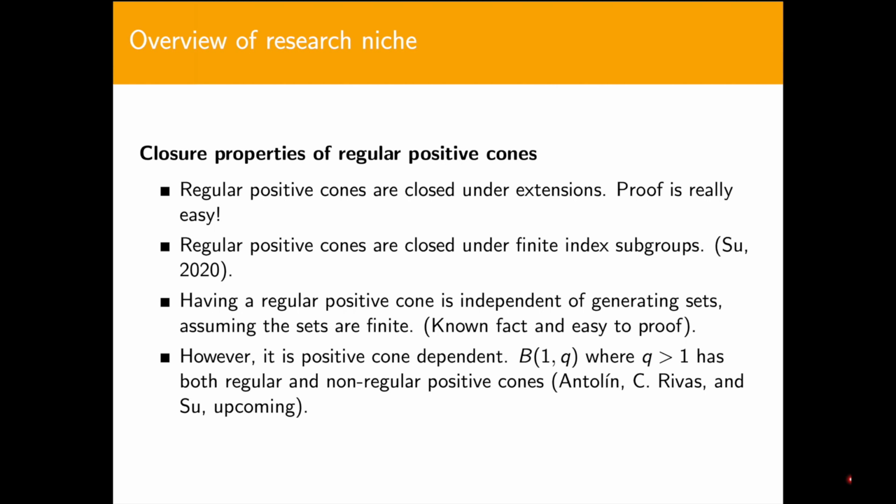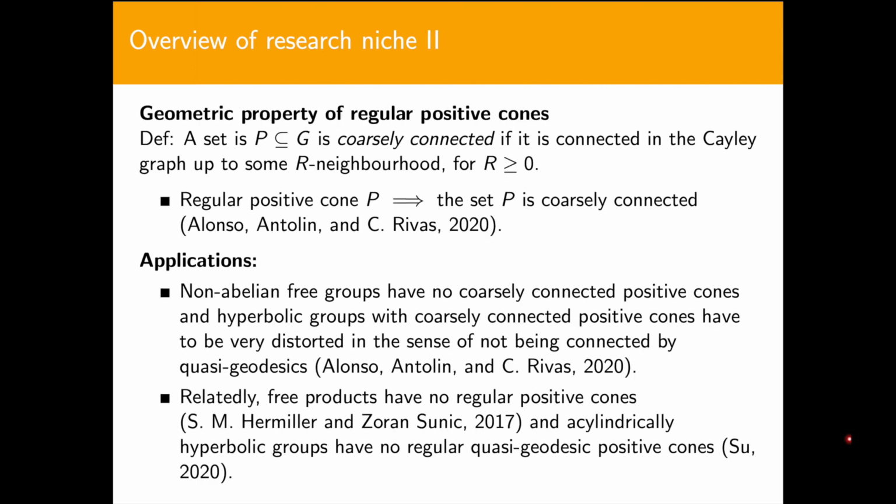As an example of that, we have the group B1Q, so the Baumslag-Solitar group with parameter 1 in Q, where Q is greater than 1. This group has both regular and non-regular positive cones, and this is shown in my upcoming paper with diagrams and indicability. So regular positive cones have very nice geometric property.